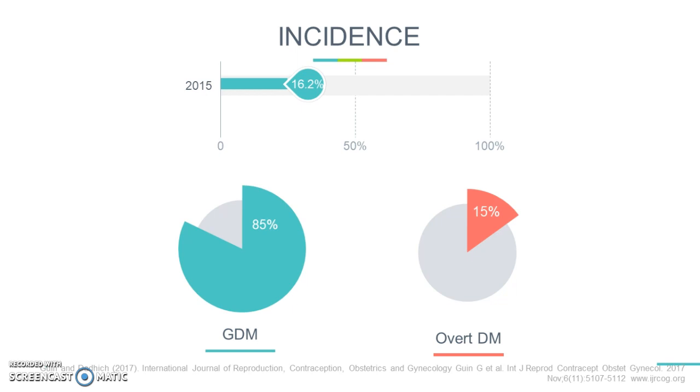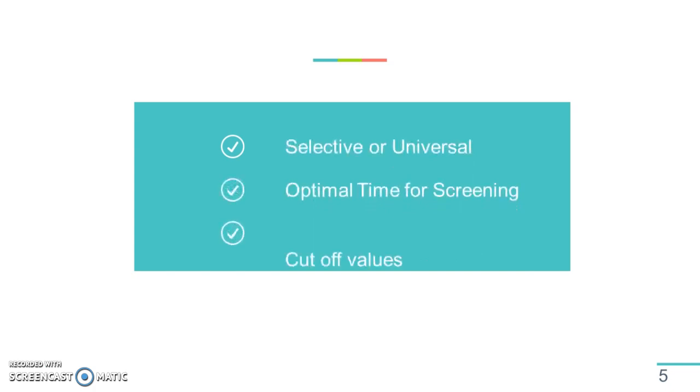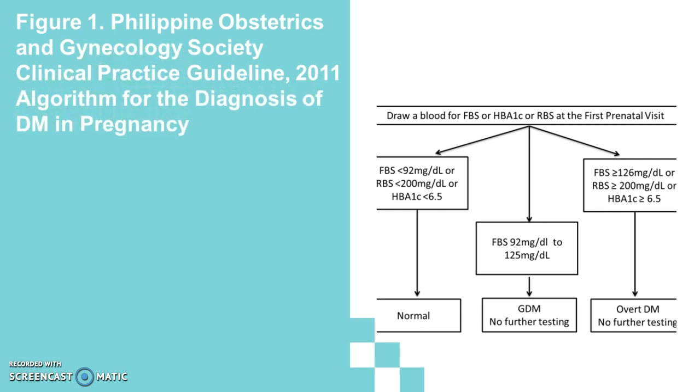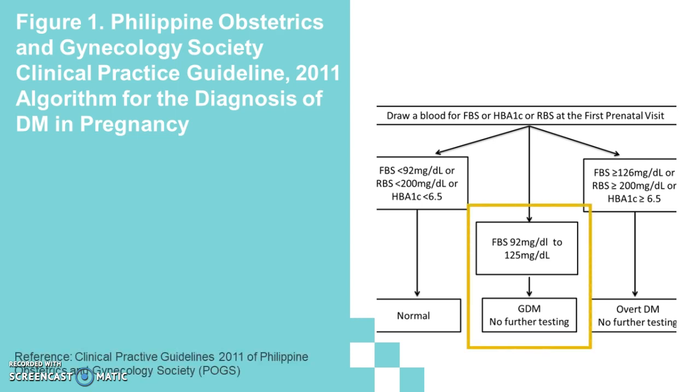There is a lack of agreement with how women are screened and diagnosed with GDM. Different societies' guidelines differ in the following issues: selective or universal, optimal time for screening, appropriate tests, and cutoff values. The Philippine Obstetrics and Gynecology Society Clinical Practice Guideline 2011 algorithm for the diagnosis of DM in pregnancy stated that FBS or fasting blood glucose of 92 to 125 mg per deciliter is already considered as GDM and no further test is needed.